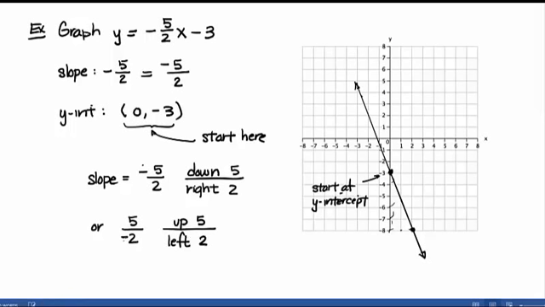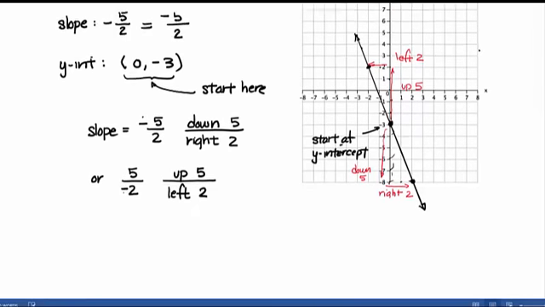So if I started at the same point and it said I go up 5, 1, 2, 3, 4, 5, and I go left 2, 1, 2, there's my other point, right? So I could have gone either way. I could go down 5 and then right 2, or I could go up 5, left 2, right? And it gets us to the same point, or to the same line.